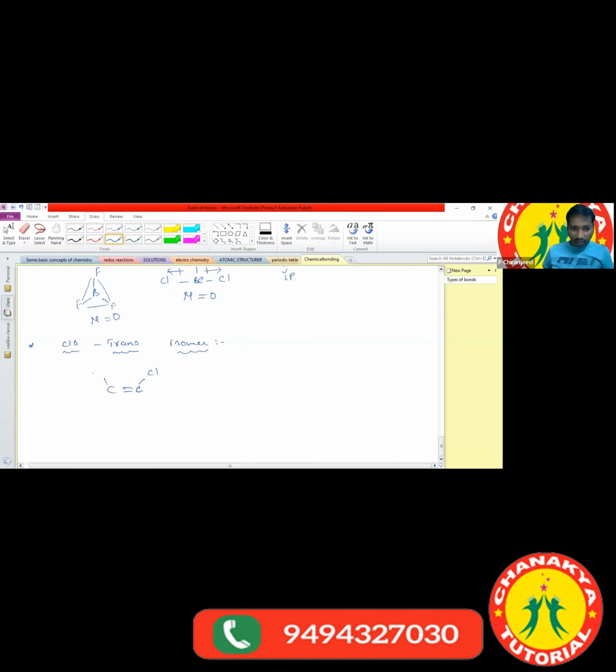Cl, double bond, Cl, here also H, here also H. And one more I can write: C double bond, here also Cl, here also Cl, bond H, bond H. Now in this one, which one is the cis and which one is the trans? The left one is cis and the right one is trans. Very good.